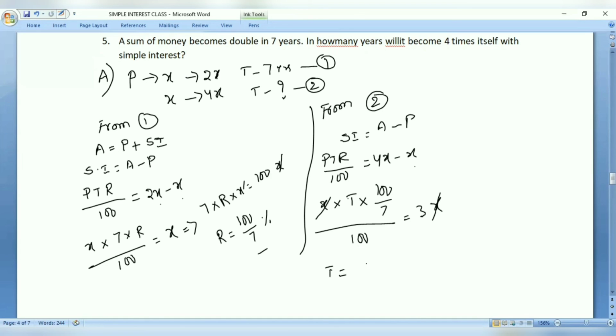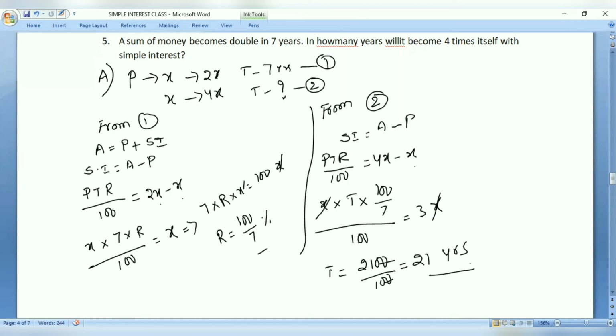Now t equals, this 7 comes, 700 into 3, it becomes 2100 divided by 100, right? So the zeros cancel. So 21 years is the time period. So for a principal X to amount to 4 times, it will take 21 years with the rate of interest as 100 by 7 percent. This particular problem, just go through once.